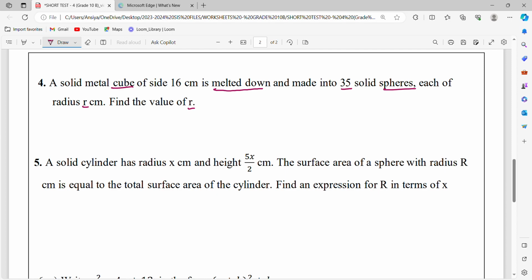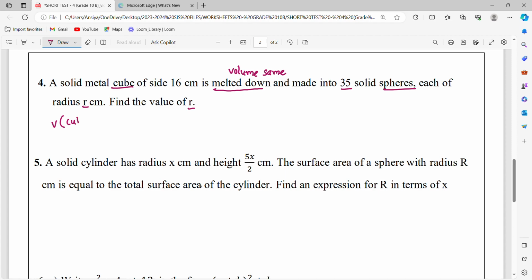Melted down in the sense one shape you are melting and making another shape. So it's the same material we are using to make the other shape. So that means the volume is the same, same like the previous question. There it was directly given that volume is the same. Here it is indirectly telling us the volume is the same. Okay, so what is given?